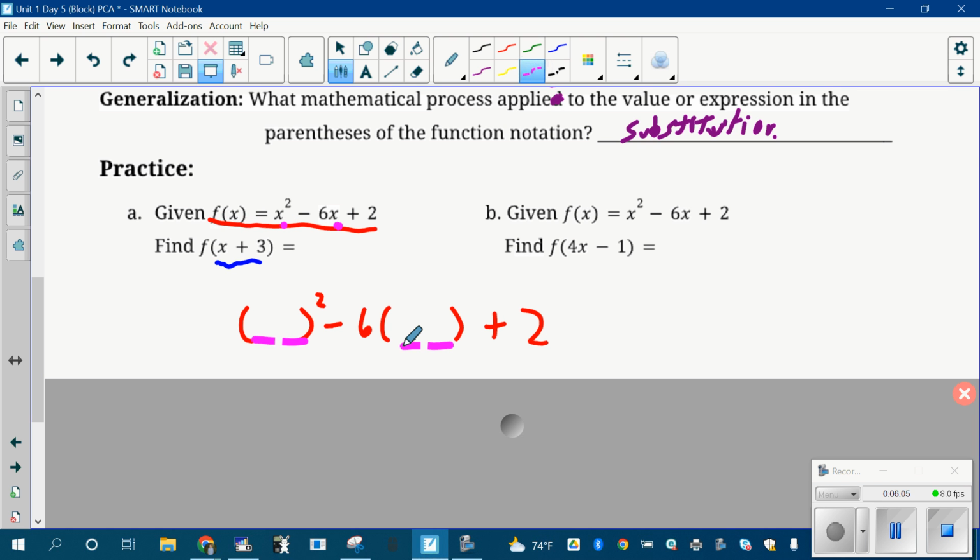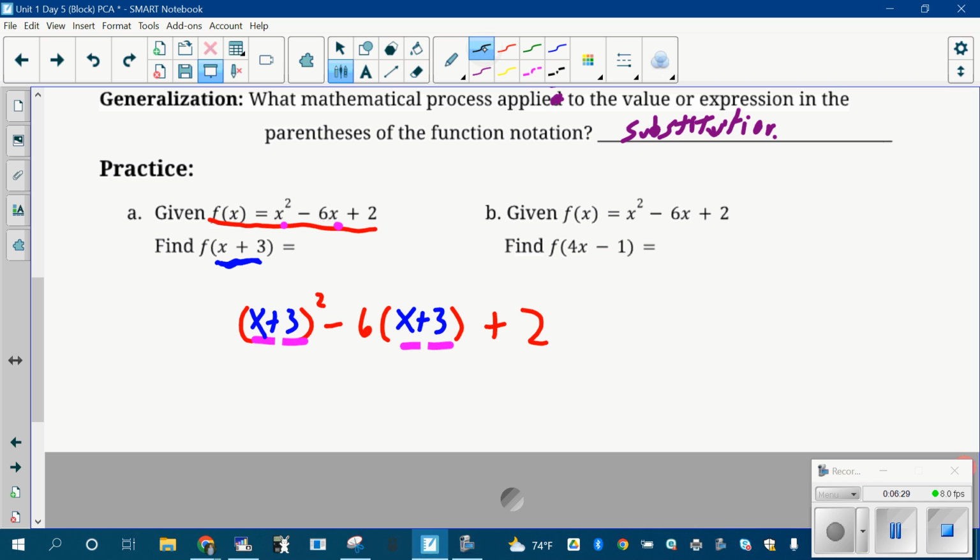Now what can I stick in the parentheses? I could stick a number in there, but this problem is asking me not to just stick a number in those gaps. It's asking me to substitute in x plus 3 into those gaps. So everywhere there was an x, I'm putting an x plus 3. Sticking x plus 3 in the place of the x's. And now I should do some simplifying. How do you do x plus 3 squared? Well, you do x plus 3 times x plus 3.